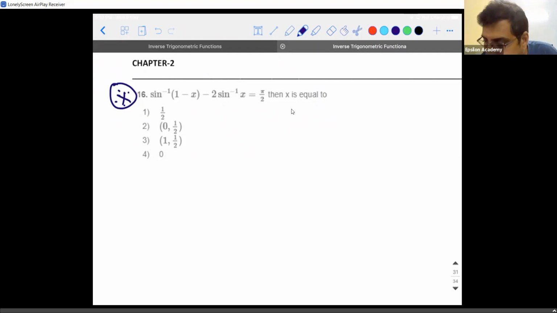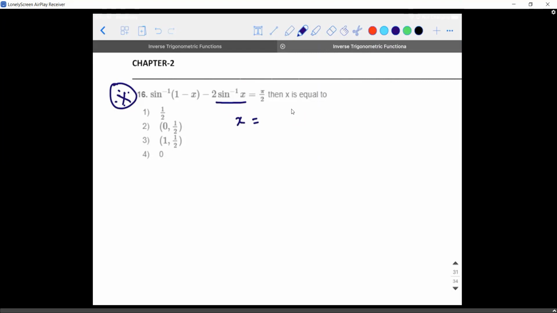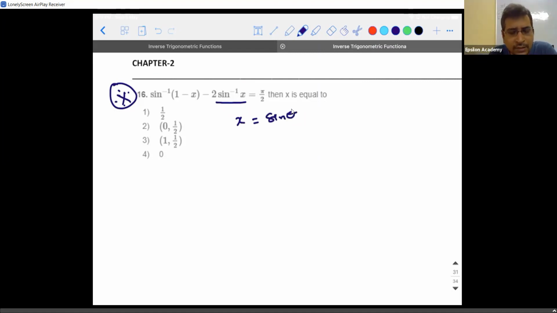See, the idea I can think from here, either I have sine inverse of 1 minus x. Then what can I do? I want the sine inverse to get eliminated. Then what should I substitute x as? I already gave you the hint. I don't want sine inverse to exist. Then x is equal to sine theta. That's it. There is nothing to think in that.